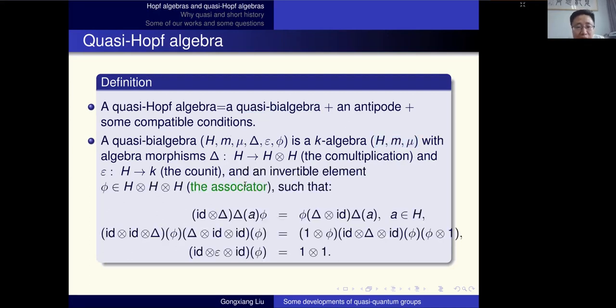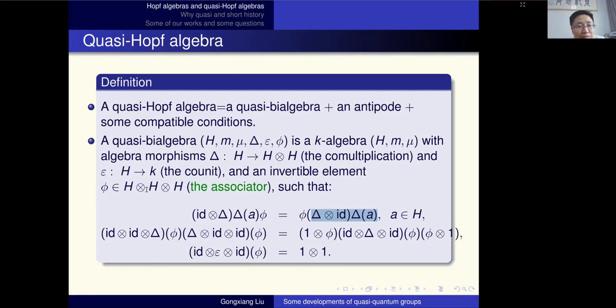Co-associative means that there's no such phi. But for a quasi-bialgebra, the co-associativity is replaced by conjugation by an invertible element. After a conjugation by this invertible element, it is co-associative. Associativity is available up to that.